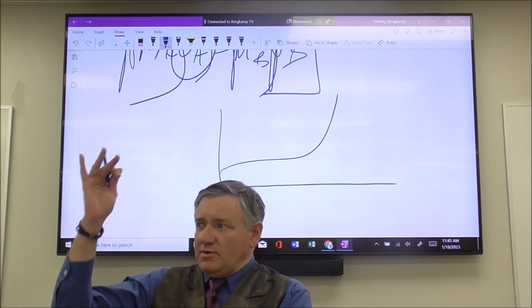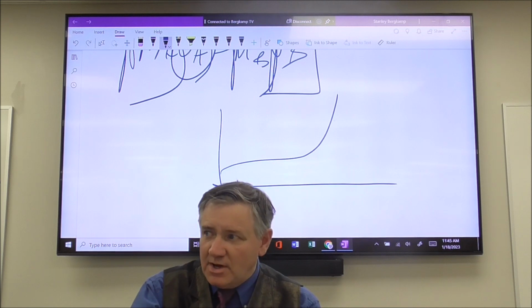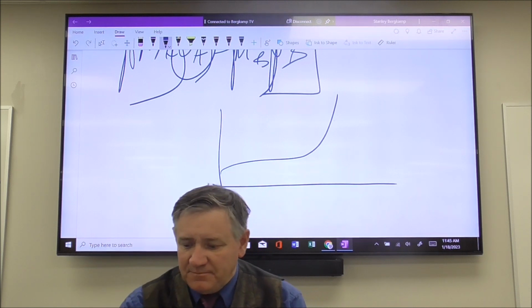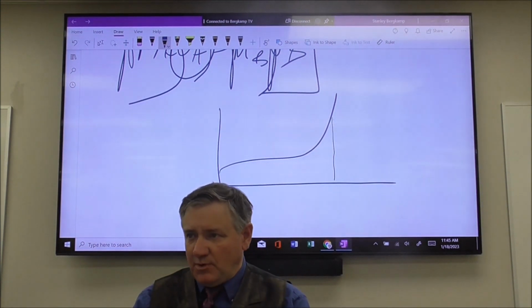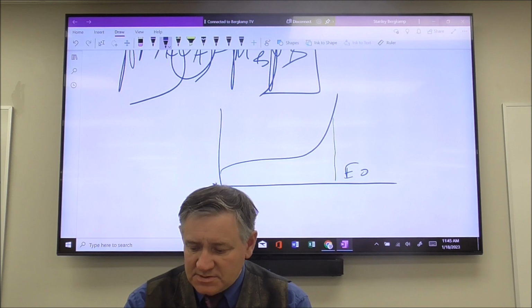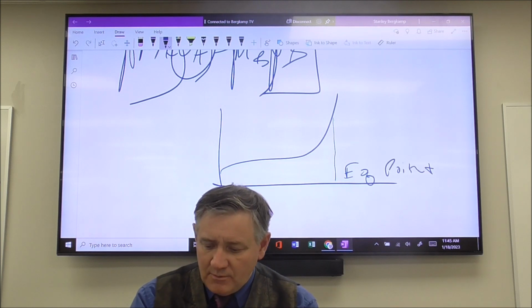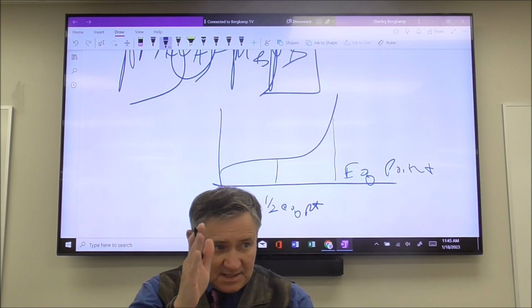And here's what: there are 3 lines I want to see on every graph. Count them, 3 lines. I want to see the line coming down at the equivalence point. That's line number 1. So there's your equivalence point line. Then I want to see a line at half the equivalence point. Okay, that's the second line.